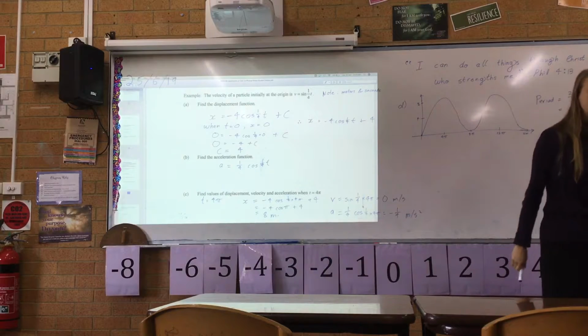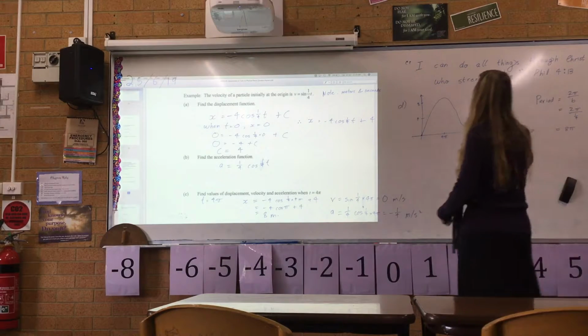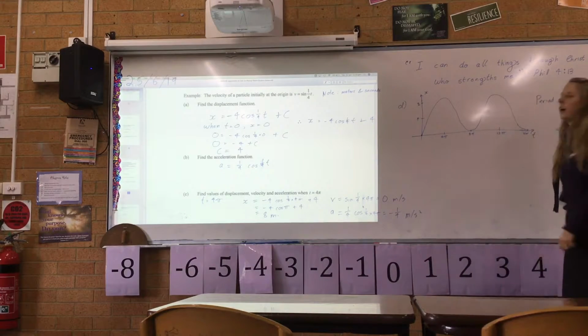Okay, now I think we can get a bit of a picture about what's happening. So the particle begins at the origin. Then what happens to it? Is it moving to start with? It's officially at rest because the velocity is 0. What's the y-axis? This is displacement, this is time. Thank you, I should have had that on there.